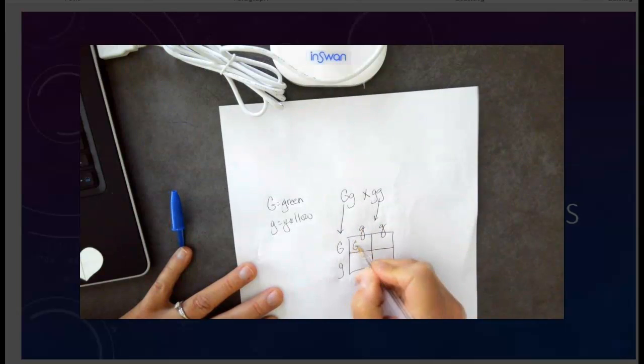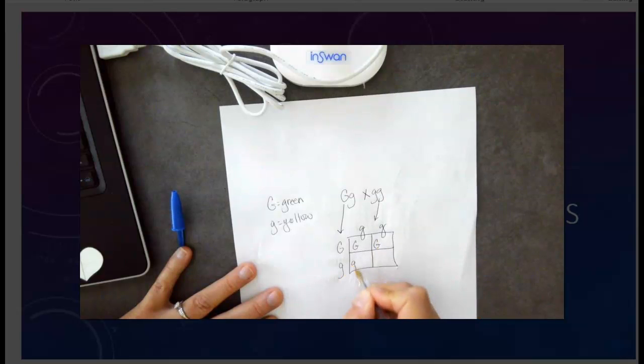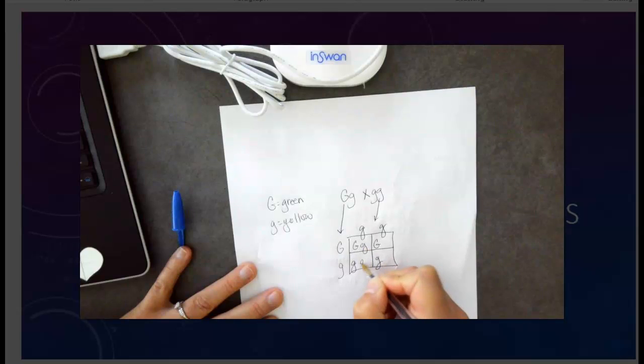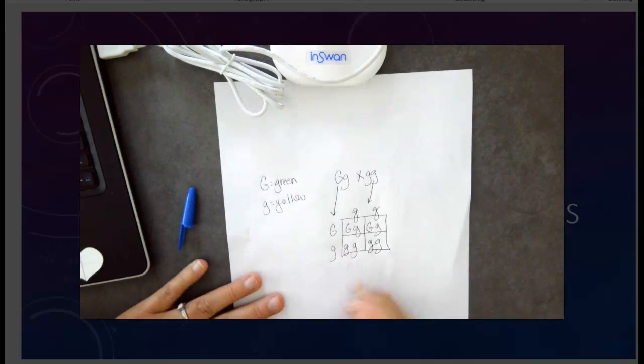Fill in. So big G all the way over, little g all the way over, little g down, little g down. Okay, look and see what you got. You have 2 out of 4, or 1/2, is going to be heterozygous. That's the genotype. There's 1 capital and there's 1 lowercase.